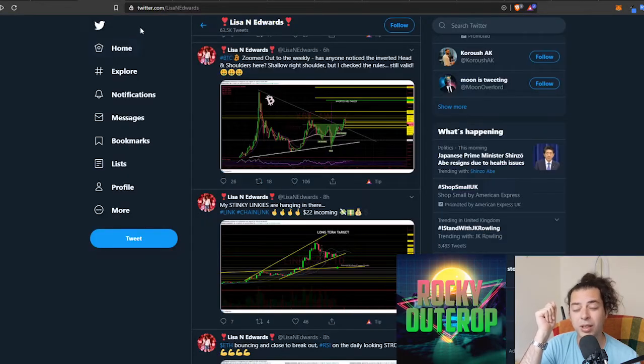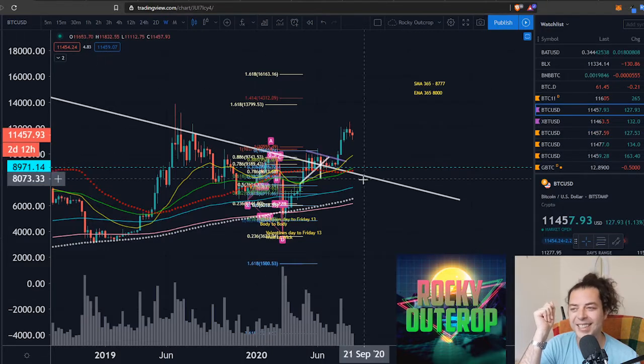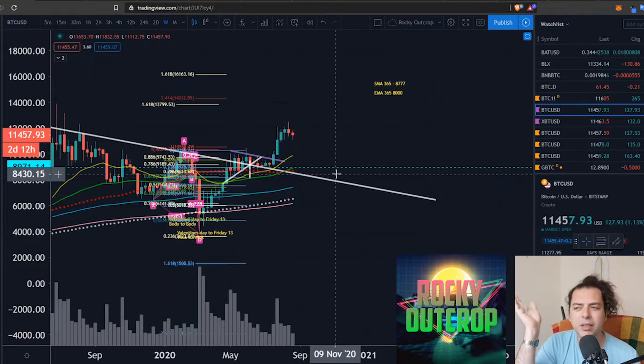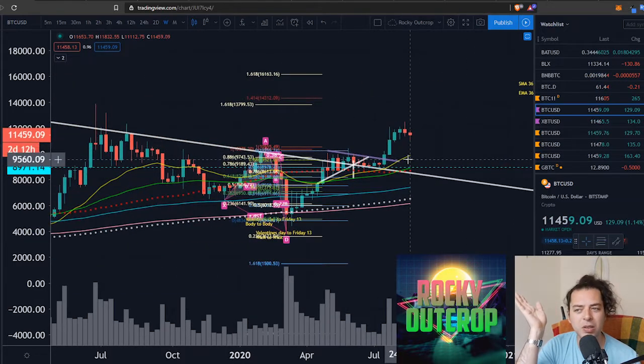I'm now not going to look at Lisa N. Edwards' page anymore, going back over to this price action. So I would disagree with that one, just basically based off the rules here. Is there anything that could be interesting about it?